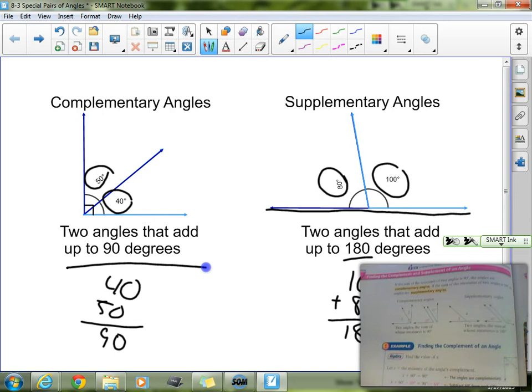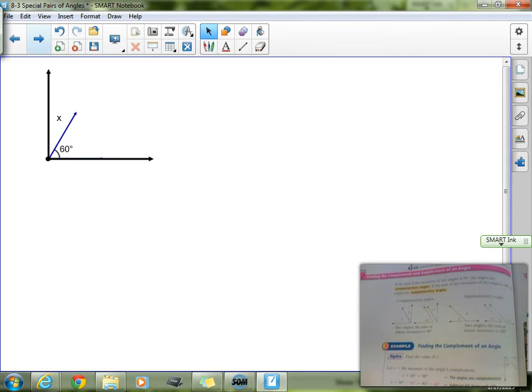So, that's the most basic thing. Complementary angles, two angles that add up to 90 degrees. Supplementary angles, two angles that add up to 180 degrees. Alright, so we can use these ideas of complementary and supplementary to find missing angles.